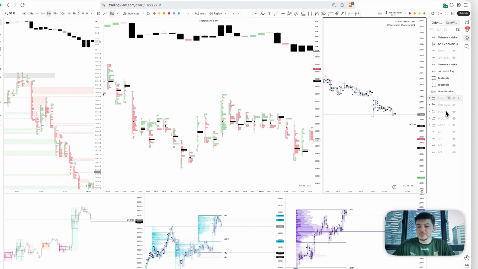So I would be spotting things like that and putting them over to my main chart, which is this one over here. This is the one I'm looking at for these potential plays.